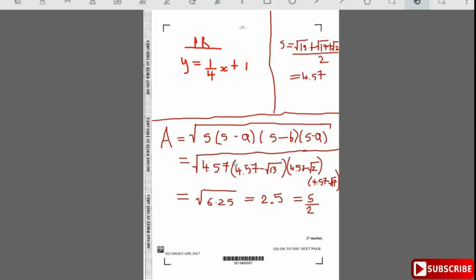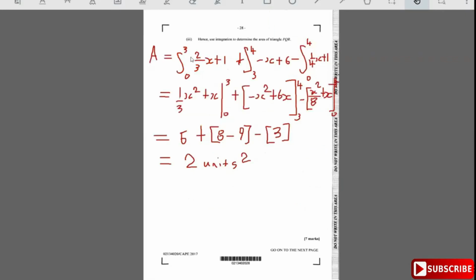So 4.57 times 4.57 minus the square root of 13, times 4.57 minus the square root of 2, times 4.57 minus the square root of 17. I'm getting 2.5. I don't understand. 2.5 is correct. That's the area. So let me check again.